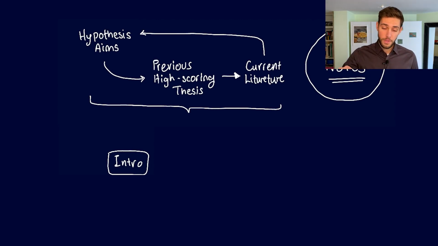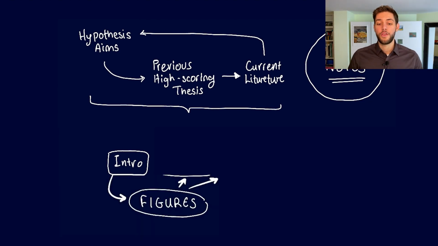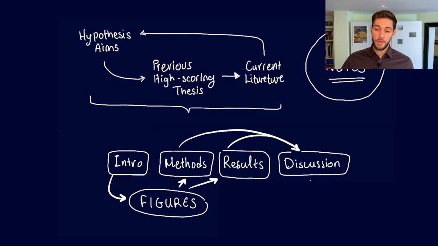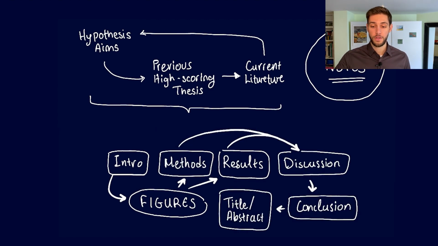So you start with your intro. We'll talk about these in more detail in a bit. Then you do your figures with your methods and your results. You should do nice figures, nice illustrations. We're going to talk about those as well. These figures should guide your methods and results, so you're going to be writing around them. And then your methods and results are going to guide you to write your discussion. From your discussion, you get the key points and write your conclusion. And then at the end, very important point, you do your abstract and your title.